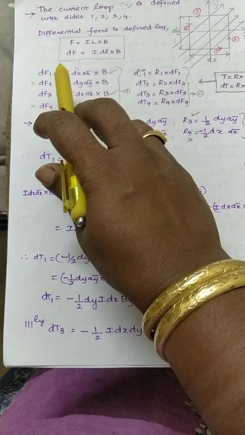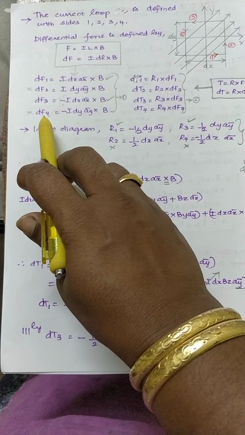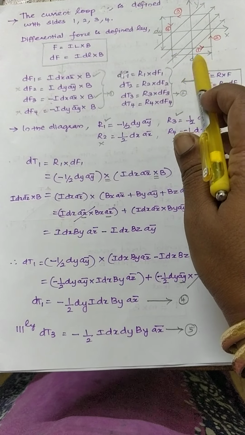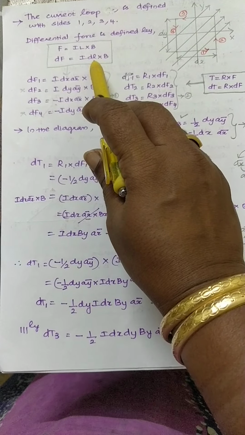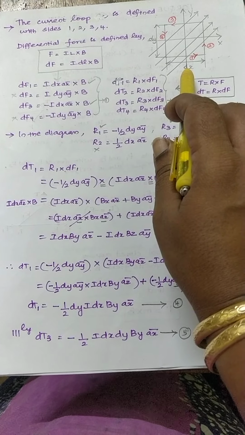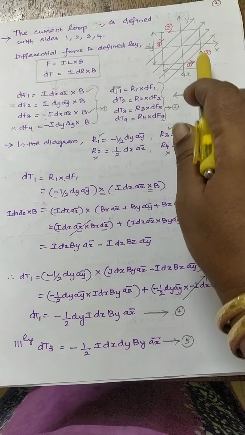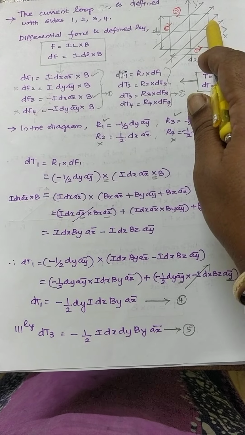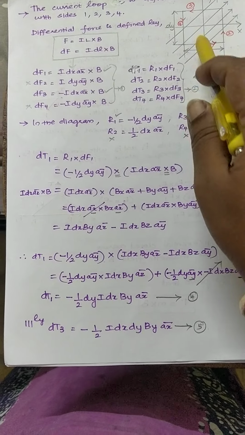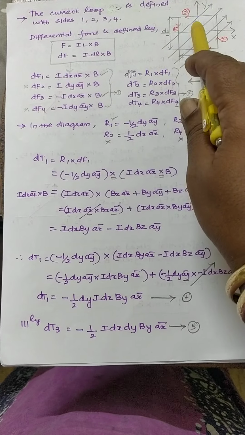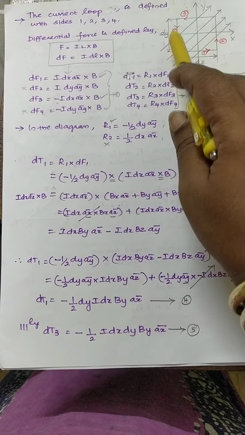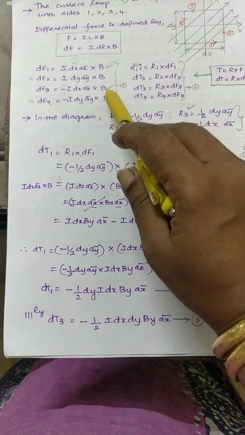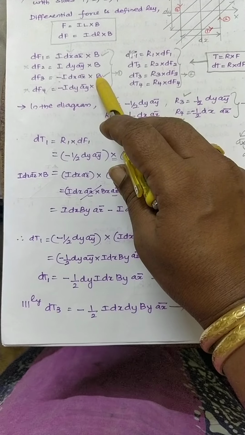I can rewrite the equation as dF1, dF2, dF3, dF4, such that the current passing through the element is I. For side 1, dx Ax vector is the line element, so dF1 is I dx Ax cross B. dF2 is I dy Ay cross B. For dF3, the current is moving in the opposite direction, so minus I dx Ax cross B. And dF4 is again in the opposite direction, so minus I dy Ay cross B. This is one set of equations for differential force.